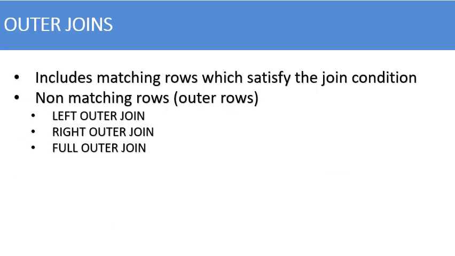What is outer join? Outer join includes matching rows from both of the tables. In addition, it includes non-matching rows which do not satisfy the join condition. But there is no misleading or incorrect information. Left outer join includes non-matching rows from the first table. First table is known as left table. Right outer join includes non-matching rows from the second table. Second table is known as right table. Full outer join includes non-matching rows from both of the tables.